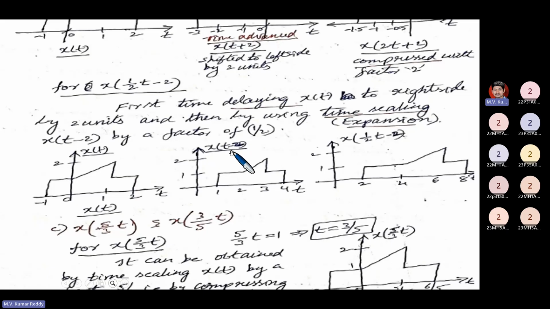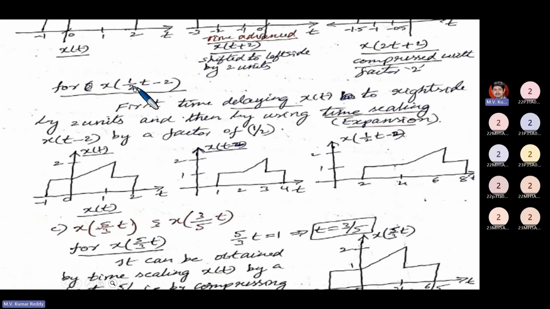Now this is called time shifting. In time shifting, what is this one called, delay or advance? Delay. Right side means delay, left side means advance. Left side is A and right side is D. So this portion is completed.